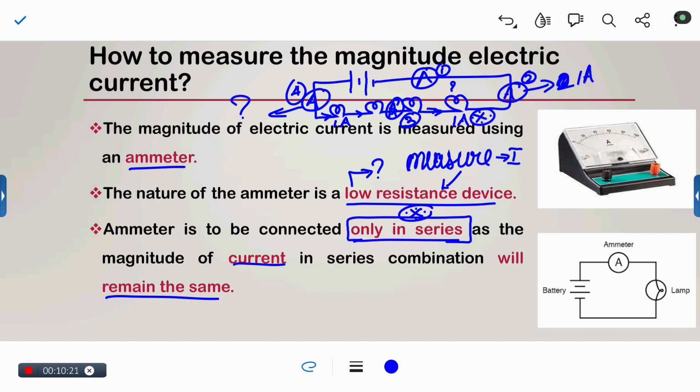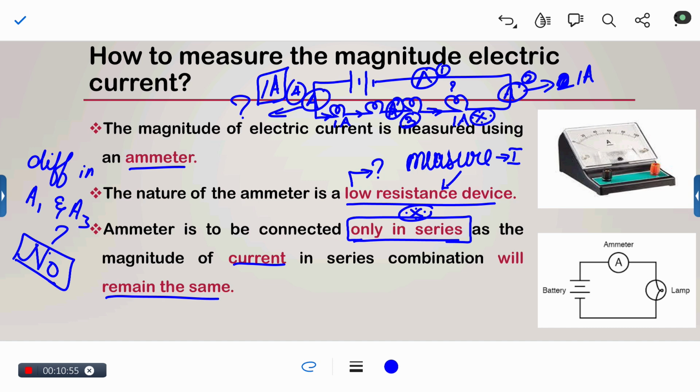The same amount of current only will flow. So wherever you are connecting the ammeter in series, the magnitude of current will remain the same. It won't even change. If they're asking whether there will be any difference in A1 and A3, what will be your answer? Yes or no? No. There won't be any difference in ammeters A1 and A3. Reason: all the ammeters are connected in series, so the flow of current will remain the same.